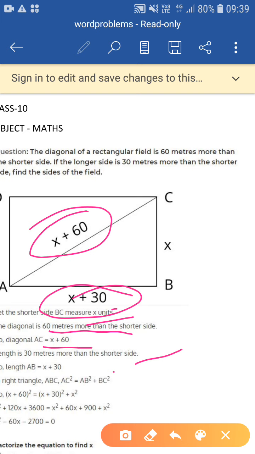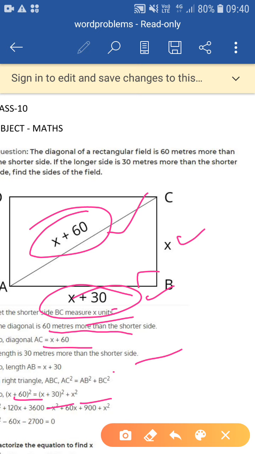Because we know that it is a rectangle, all four angles are 90 degrees, and ABC is a right triangle. We can apply Pythagoras theorem in the right triangle, and AC, the diagonal, is the hypotenuse here, and the other two sides are the legs of the triangle. According to Pythagoras theorem, the square of the hypotenuse is equal to the sum of the squares of the legs. So we can write x plus 60 whole square equals x plus 30 whole square plus x square.